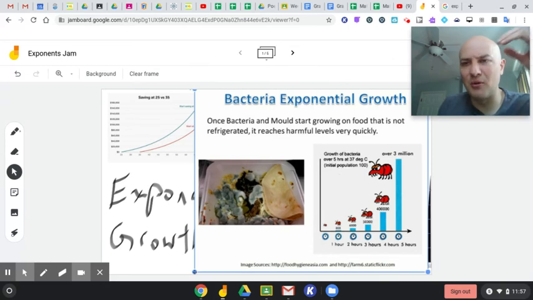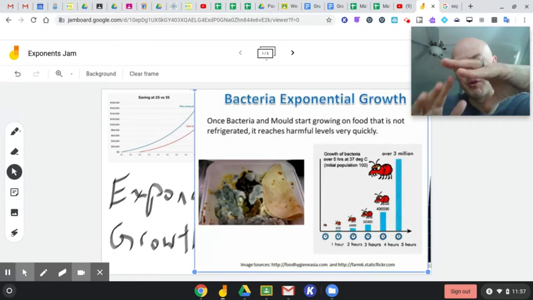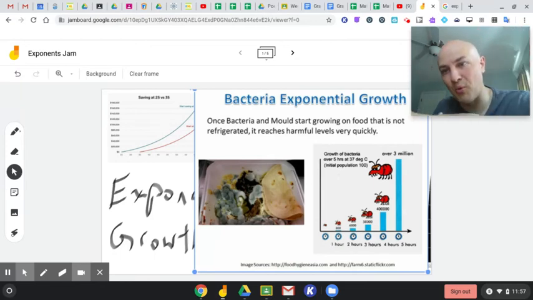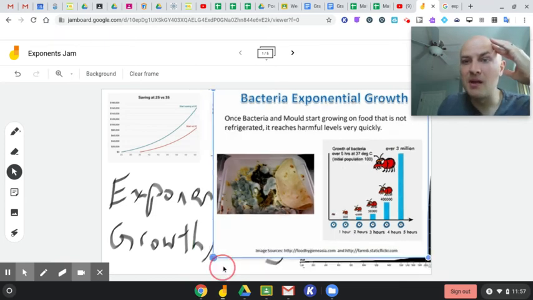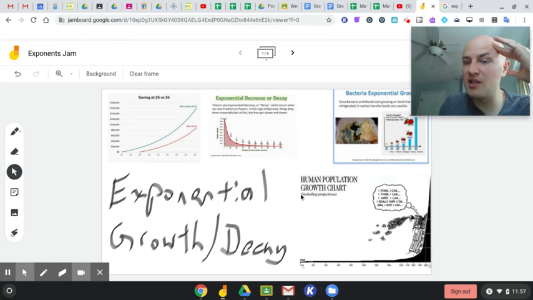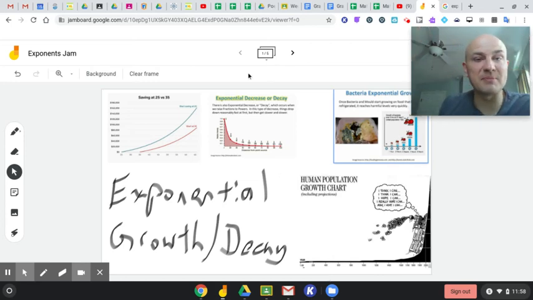So those things also grow fast over time, and that's why we refrigerate things, right? So that we slow the growth rate, which is still exponential, but you can literally bring the growth rate way down. So then there's just human population. This is the human population of planet Earth growing over time, and you can see it has that sharp gain at the end. So these are exponents.